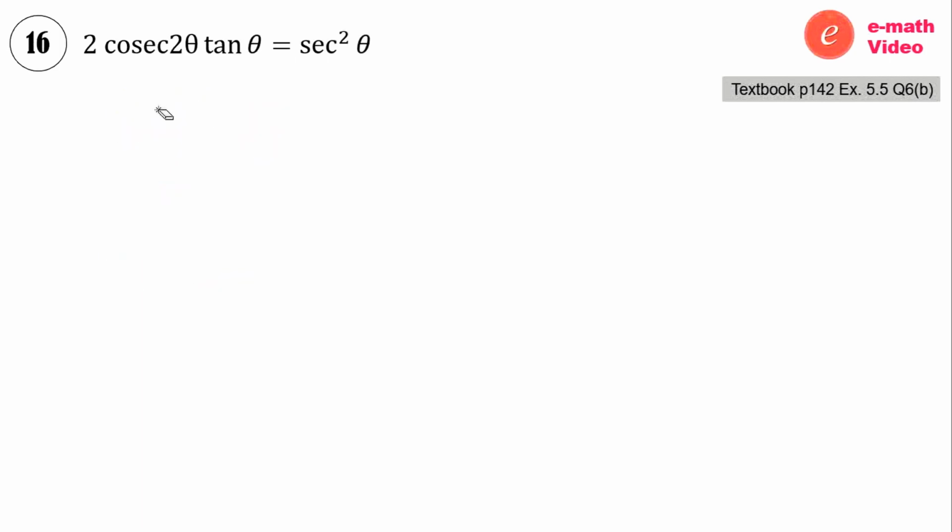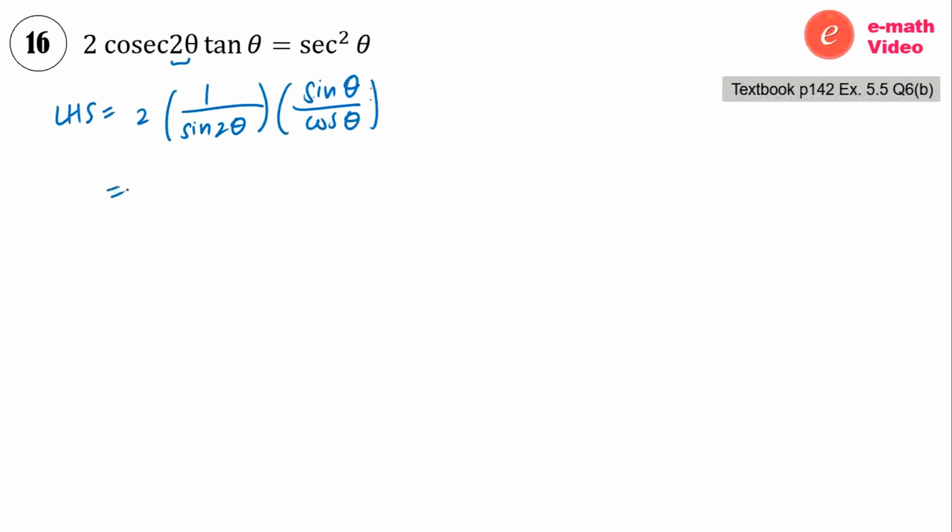Proven. Number 16. This question we start from left hand side because left hand side is more complicated. On right hand side, we have a secant square theta, meaning we need a cos square theta. And we have a double angle here. So, we don't know the double angle of cosecant 2 theta, right? We convert it into sine because we have the formula for it. 2 times 1 over sine 2 theta. Then tangent. Because later I need cos square theta, right? Means I need to cancel out this sine theta or sine square theta, however. So I convert it into sine theta over cos theta.